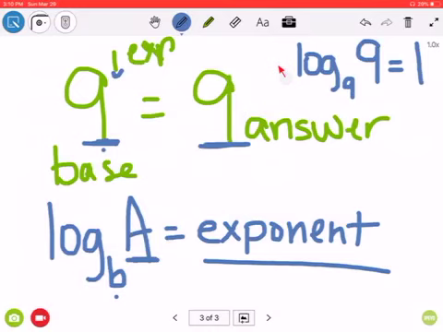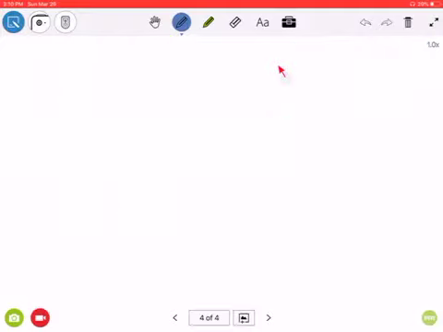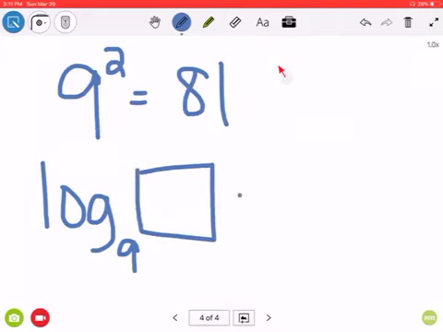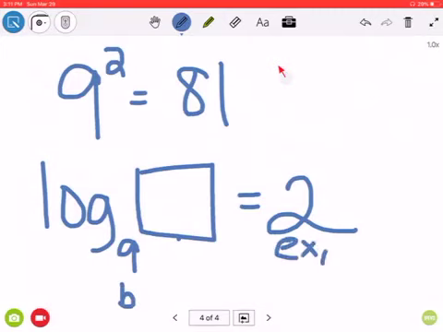Okay? So on your IXL, they would give you maybe something like this. They would give you 9 squared equals 81. And then they would have log base 9, would have a box here, and it would be equal to 2. It's asking you to figure out what goes in the box. So remember, this is always your base. The exponent is always out here. So the answer, 81, is what would go in your box. Okay, we'll take a look at some more in just a second.